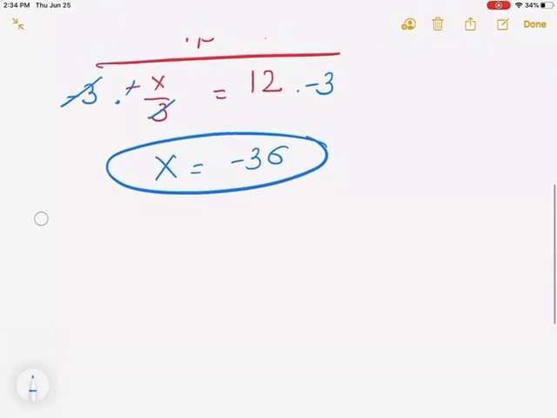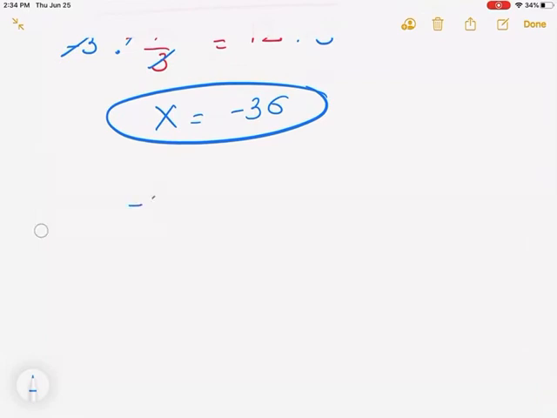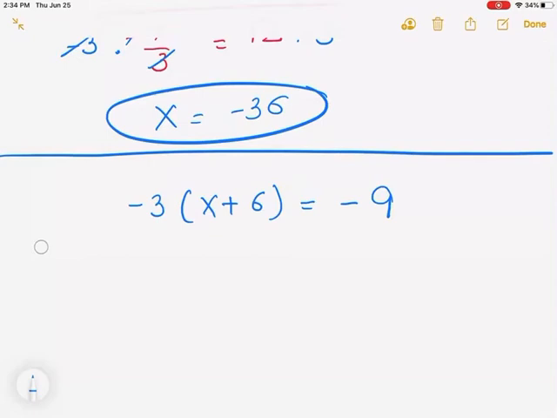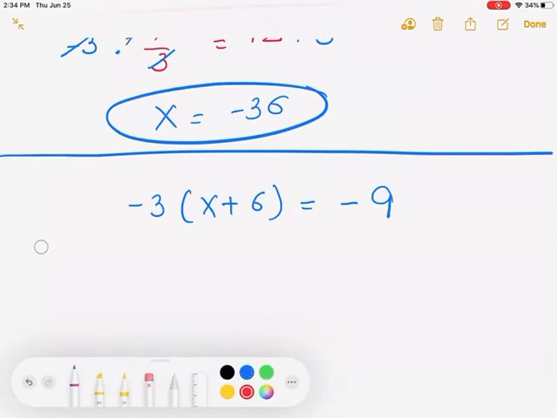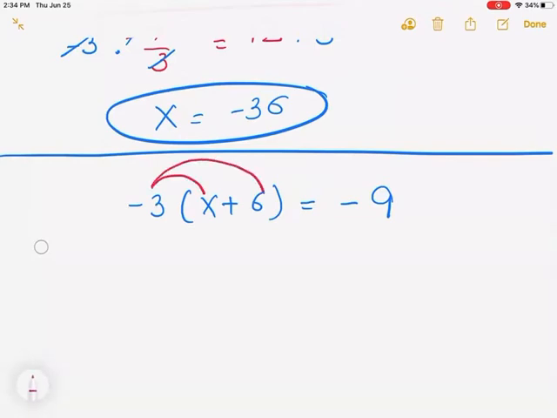Let's move on to the second example. I have negative 3 parentheses x plus 6 equals negative 9. First of all, do we have any parentheses we need to distribute? Yes, I see negative 3 outside the parentheses, which needs to be distributed. So let's just apply the rainbow property. Negative 3 distributes to both of these. Negative 3 times x is negative 3x. Negative 3 times positive 6 is negative 18. And it's equal to negative 9.